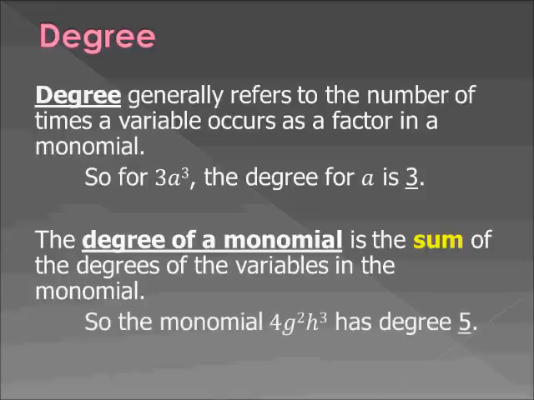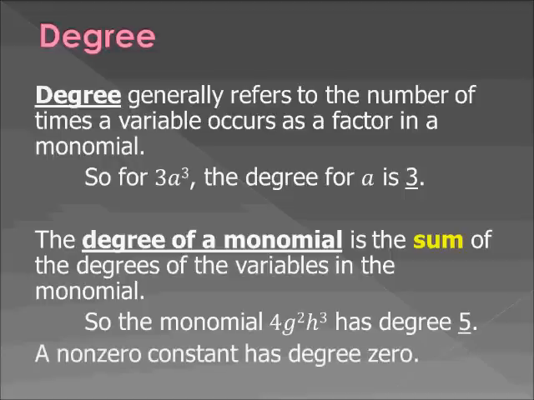So, if you consider the monomial 4g squared h cubed, it has a degree of 5 because you add the exponents together. You add the 2 and the 3, and that gives you a 5th degree monomial. So, again, to find the degree of a monomial, add the degrees of the variables in the monomial together. And they don't even have to be the same variable. Just add them up.